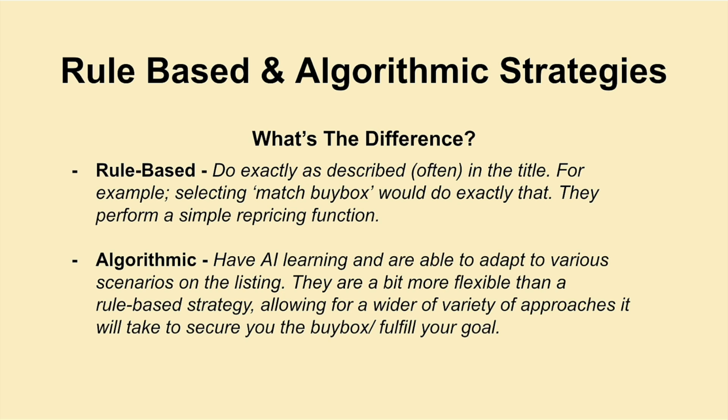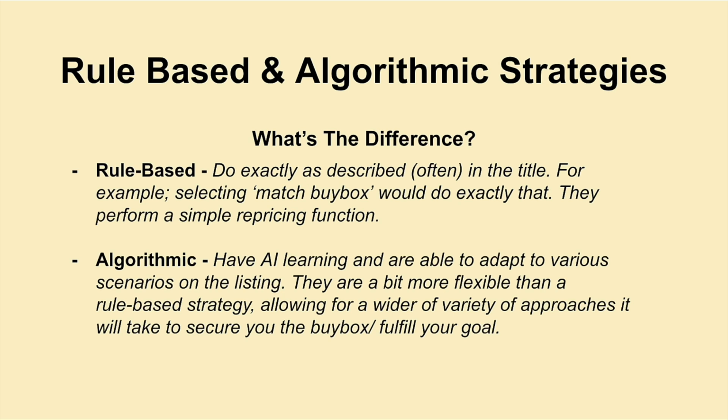Algorithmic, so they have artificial intelligence learning and they're able to adapt to various scenarios on the listing. They're a bit more flexible than a rule-based strategy, allowing for a wider variety of approaches it will take to secure you the buy box to fulfill your goal. Because they have that flexibility, they will work to win you the buy box, but they'll also then work to bump that price up to make you even more money.